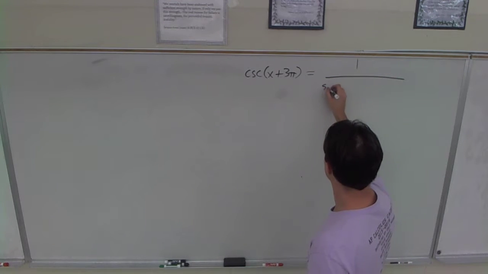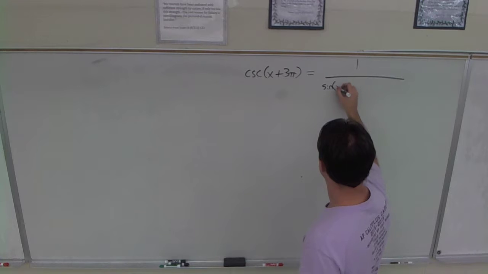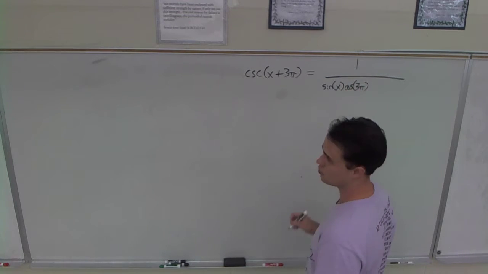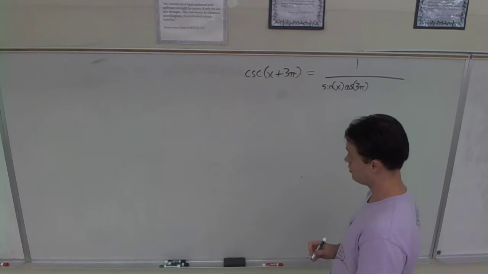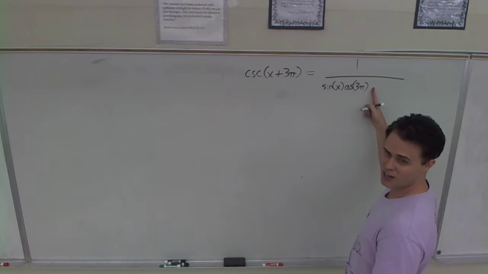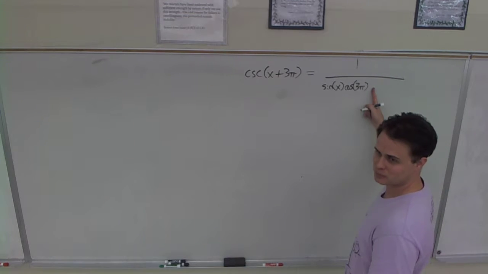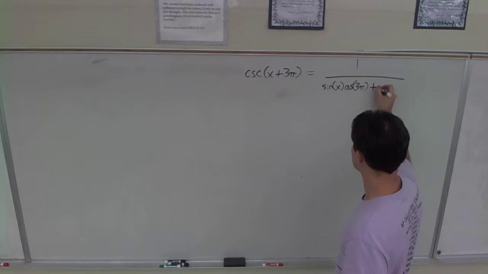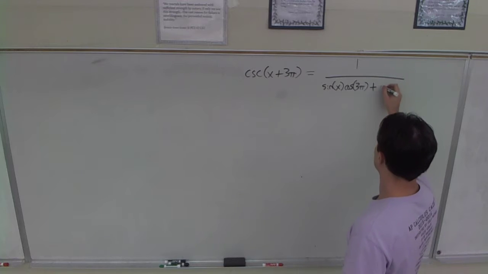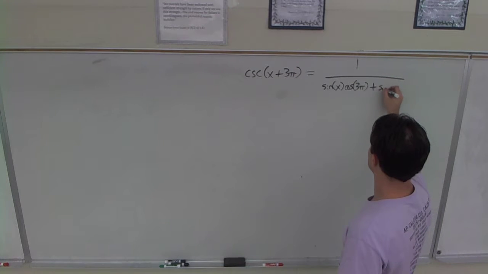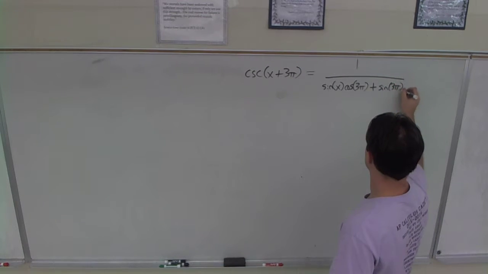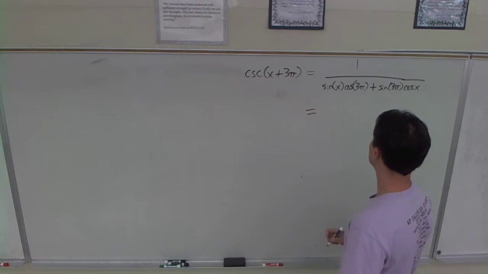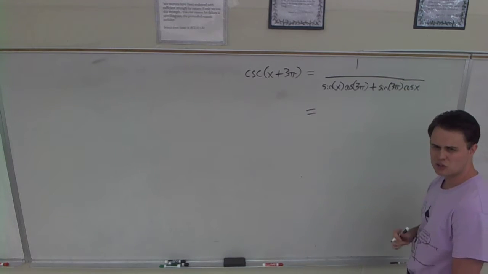Sine x times cosine of 3 pi minus... Does sine switch for sine? No. It switches for cosine, but sine stays the same. Or plus sine 3 pi cosine x. Impressive, Parker. Okay, so is anything in there simplifiable?